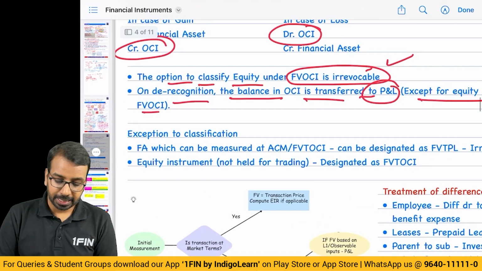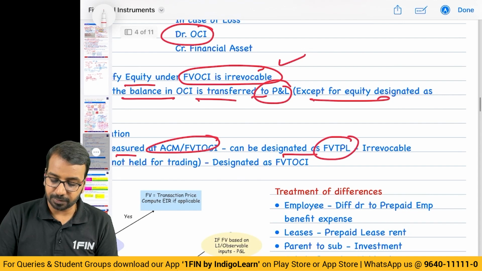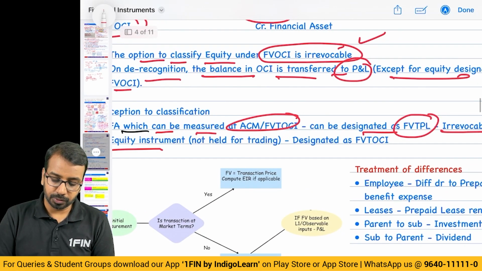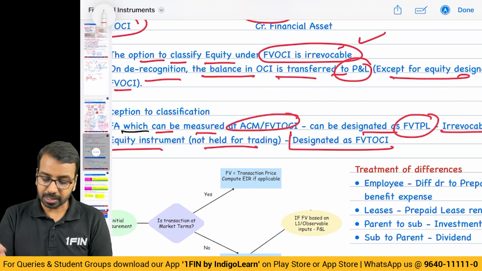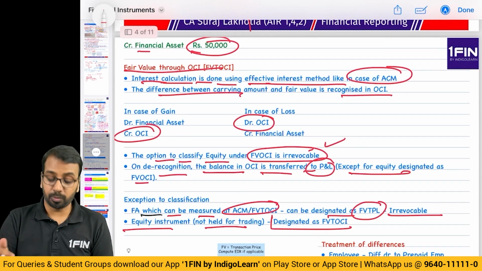Then, any financial asset which can be measured at amortized cost or FVTOCI can be designated as FVTPL, which is again an irrevocable choice, and an equity instrument which is not held for trading, you can designate it as FVTOCI. Alright. So, this is the summary of how you do the accounting for it.